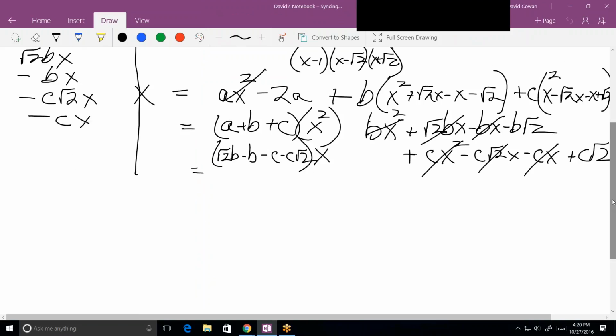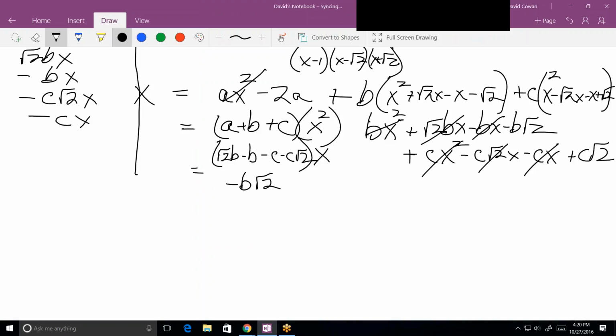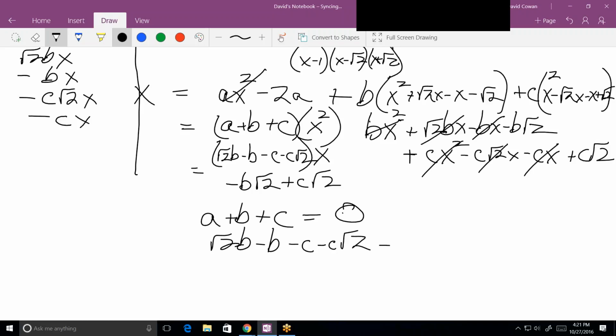All right. And finally, for a constant, I have minus b square root 2 plus c square root 2. Okay. And I know that has to be 0. So here's what I think I have. A plus b plus c has to equal 0. Root 2b minus c root 2 has to equal 1. And minus b root 2 plus c root 2 has to equal 0. Well, we have 3 equations and 3 unknowns. We should be able to solve those.